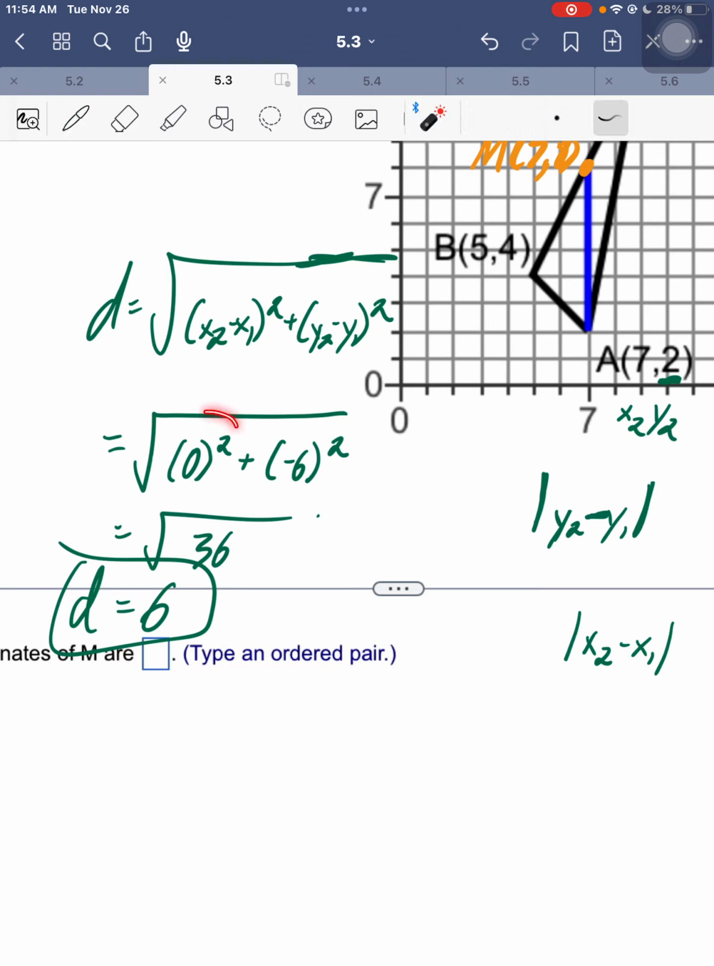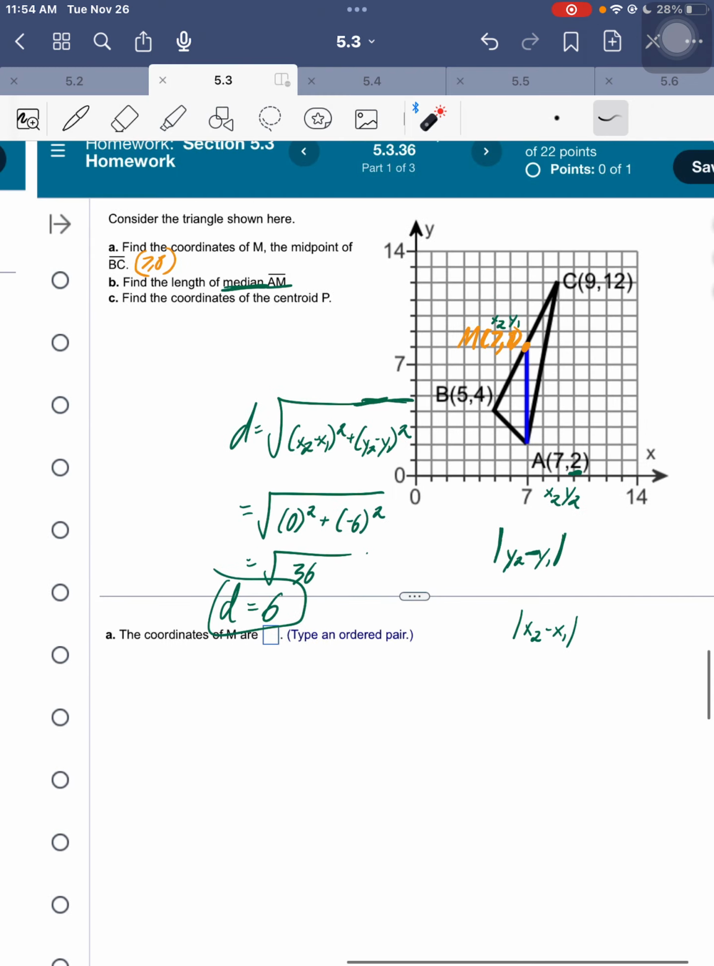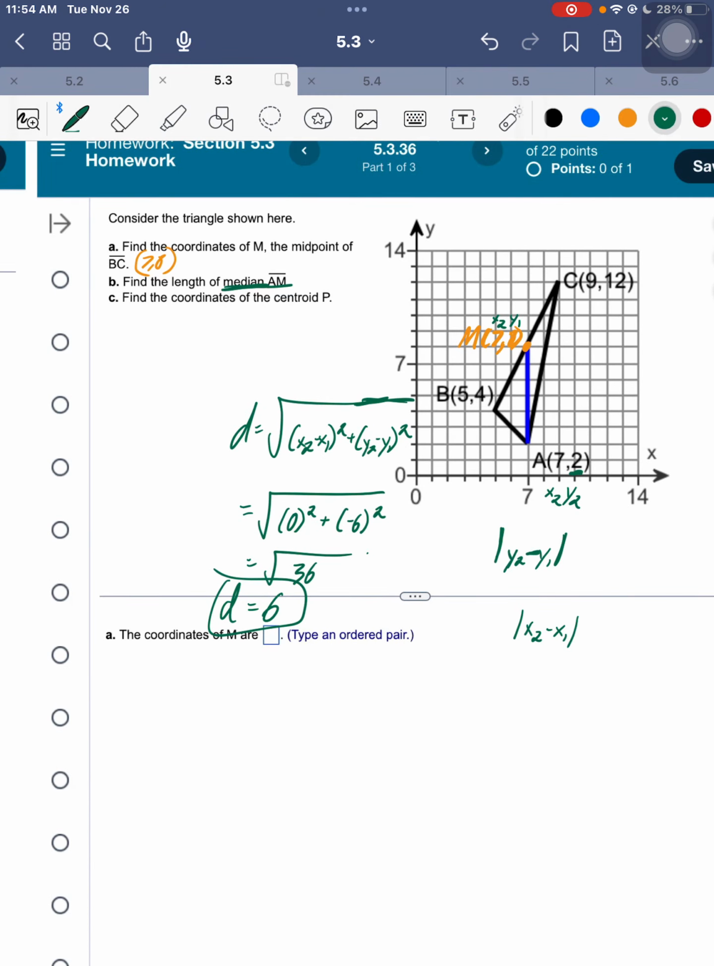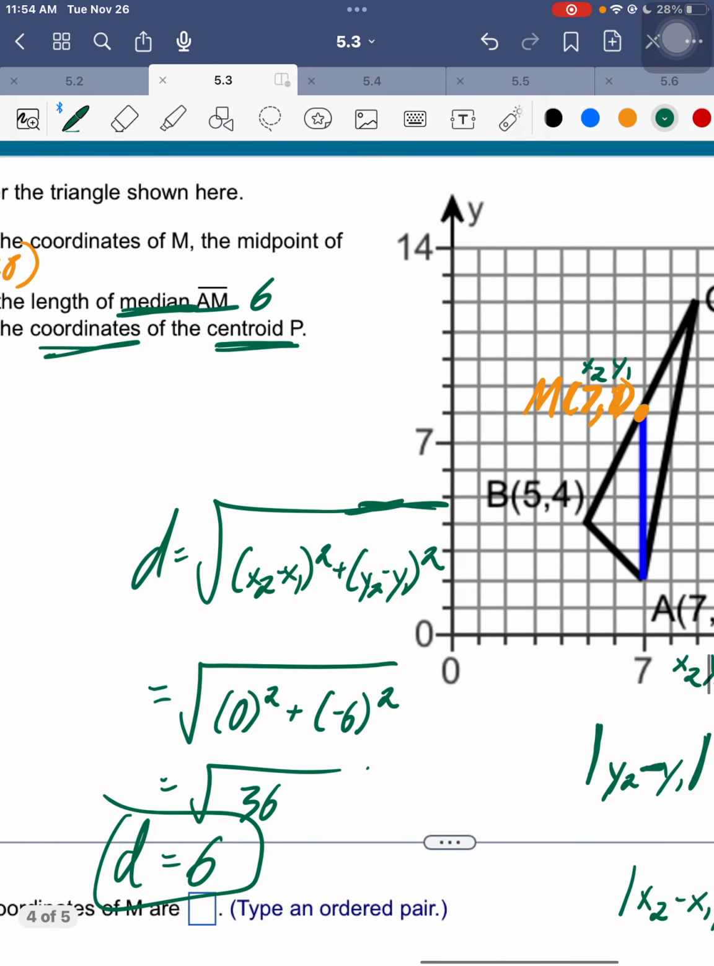But because there's not going to be any change in the x in this case, you'll just get the answer of your y. Just like if there was no change in the y, you would just get your answer for this. That's why you don't have to use this whole complicated formula when you just have the distance of a vertical line or a horizontal line. Okay, so I know that the length of my median is what? 6. Okay. Find the coordinates of your centroid.